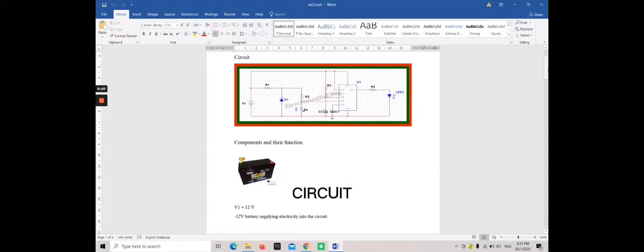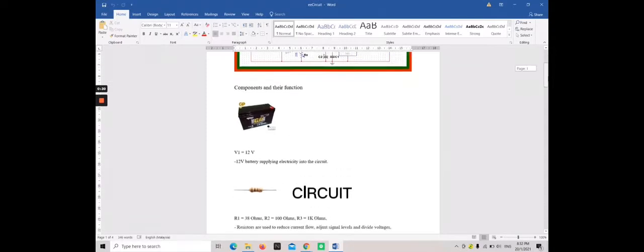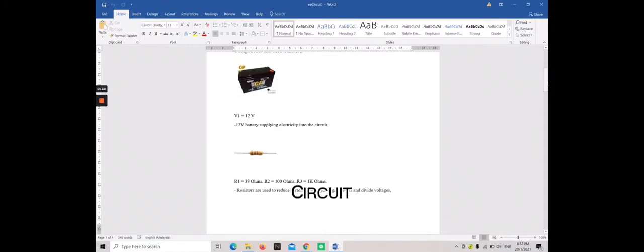I will talk about the circuit of the airflow detector, which is the components with their function and the operation or the working of the circuit. Firstly, the components. We have a 12 volt battery which is used to supply electricity into the circuit.